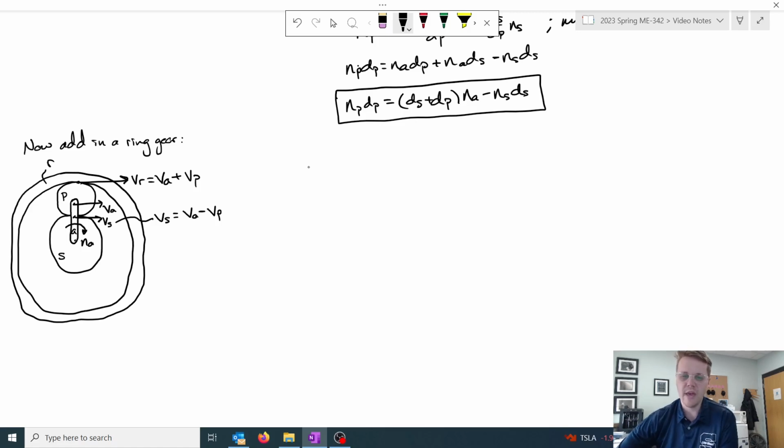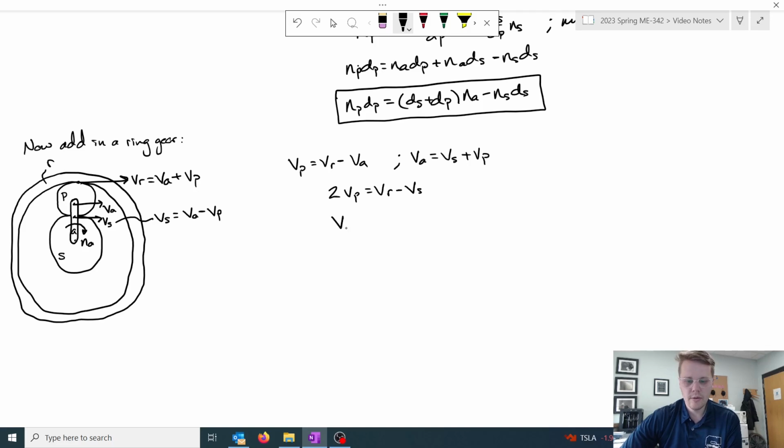Okay, so with that, I now have some expressions I'm going to rearrange a little bit. The velocity of the planet is the velocity of the ring minus the velocity of the arm, and the velocity of the arm is the velocity of the sun plus the velocity of the planet. Putting these things together, I can get 2vp equals vr minus vs, or vp is vr over 2 minus vs over 2.